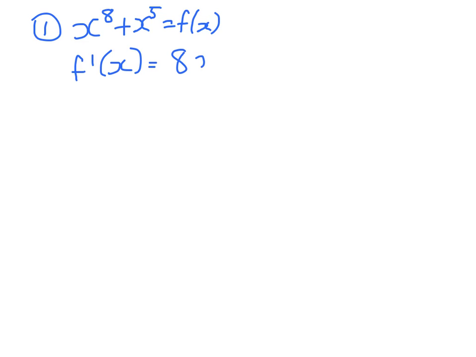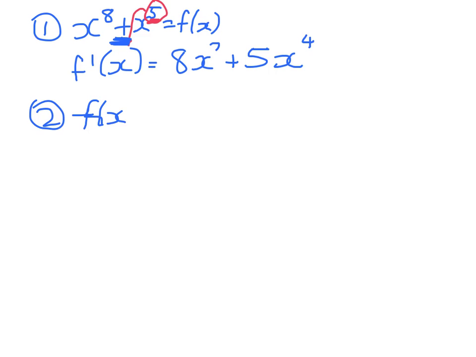Okay, so if we've got x to the power of 8 plus x to the power of 5 is equal to f of x, f dash of x will be 8x to the power of 7 plus 5x to the power of 4. So in each case I take the power, I bring down the power, and I reduce the number by 1. Notice that if we've got pluses and minuses, we just differentiate each bit separately.